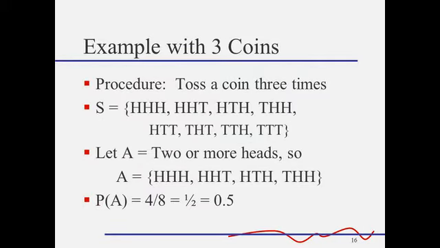Again, let's toss a coin 3 times. So that everything in the sample space is equally likely, this must be a fair coin. Let A be the event of getting 2 or more heads. There are 4 simple events that fit that criteria, and 8 simple events in the sample space. So the probability of getting 2 or more heads is 4 divided by 8, or 1/2, or 0.5. Again, let me emphasize this only works if everything in the sample space is equally likely.